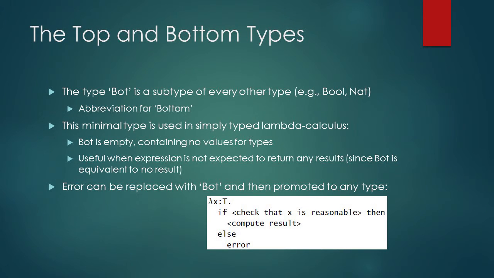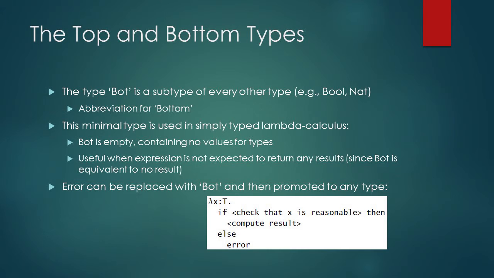Conversely, bottom, or bot, is the inverse of that. It's a subtype of every other type. So essentially, it's the minimal type used in the simply typed lambda calculus. It doesn't contain any values for types, and as you can see, this is maximally restrictive, much more restrictive even than the simply typed lambda calculus that was introduced earlier on in the textbook. This is really useful when an expression is not expected to return any result, since it in and of itself is equivalent to no type, therefore no result.